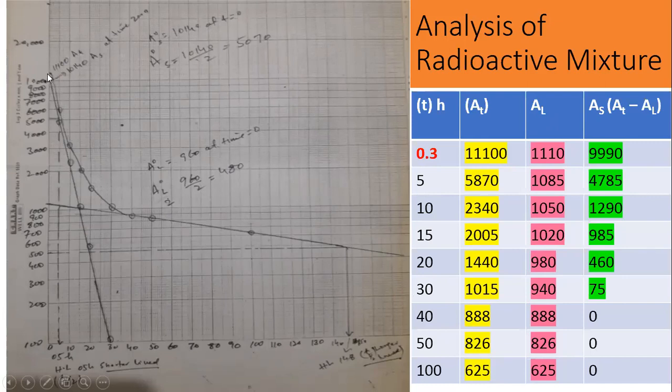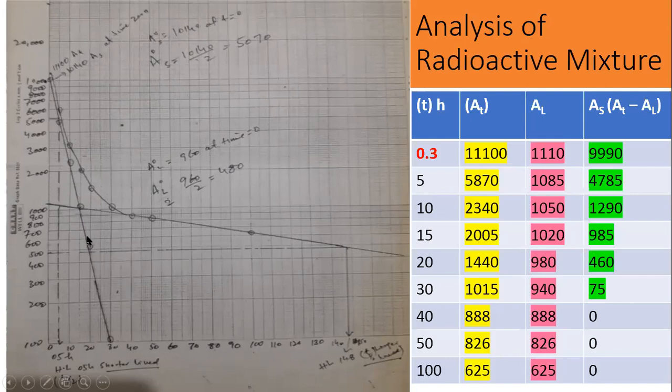Let's suppose again, starting with the first point, it is 11,100. And how can you identify the first nuclide? This is a straight line, and you can extrapolate this straight line towards the y-axis. That means this is the line for one of the radioactive nuclides. This is the initial activity, and you can calculate the half-life of this activity by using the same method. So this is the one nuclide.